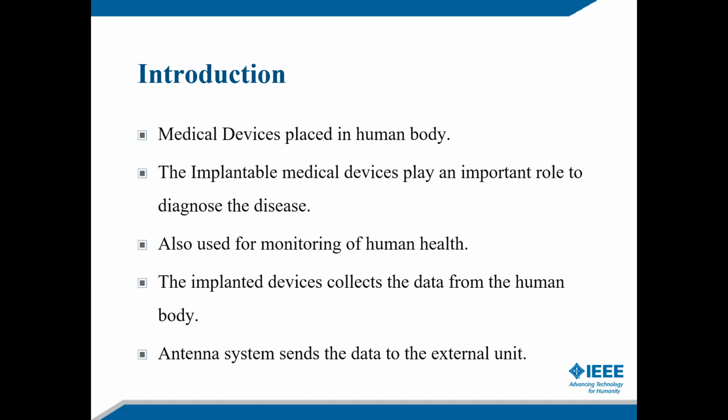So the antenna will be used in medical devices placed in a human body, and implantable medical devices play an important role in diagnosing disease. They are also used for monitoring of human health. The implantable devices collect data from the human body as well as track health and features. For example, to check the BP level, the cholesterol level, the insulin level, whatever application we want to track. The antenna system sends the data to the external unit, like a device that is outside the body.